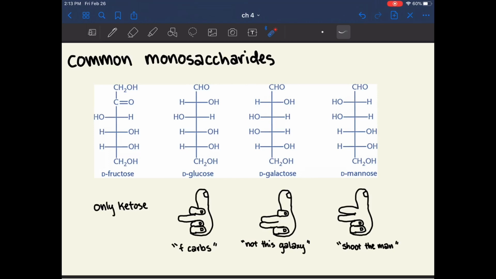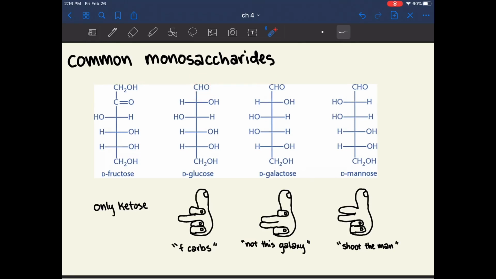There are 4 monosaccharides that are so common that you're expected to remember them for the MCAT, and at the very least be able to tell them apart. So the first is fructose, and luckily enough, all of these 4 monosaccharides are hexoses, which means they have 6 carbons. Fructose is unique in the sense that it is the only ketose, and so you can always tell that one apart. Glucose, galactose, and mannose are all aldehydes, and they're all stereoisomers of each other. And you'll see here's the aldehyde group.